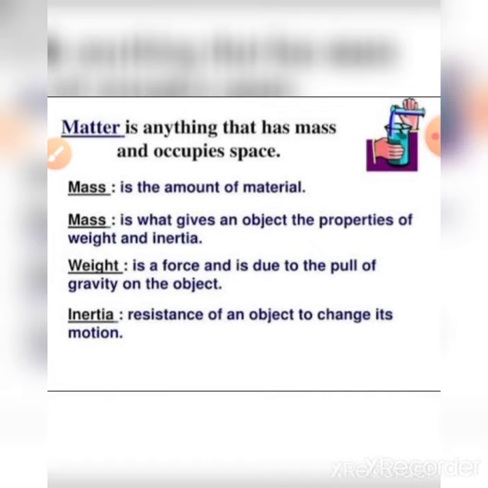Weight is the force of attraction. If mass is high, then weight will also be high. If mass is low, then weight will also be low. Inertia: if an object is lighter, then it will move at a faster rate. Okay.